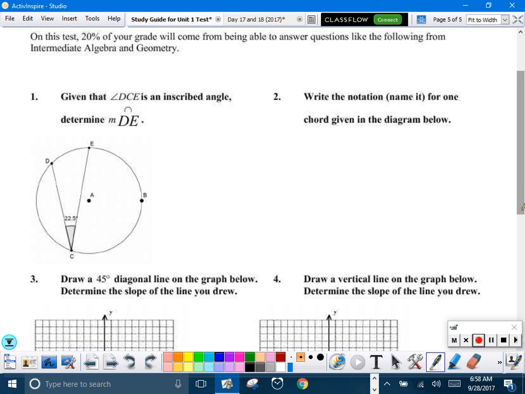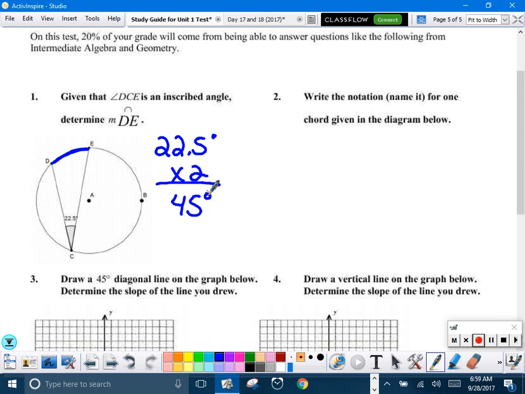All right, so we're given an inscribed angle. We want to know the arc length. Super easy. All you need to do is remember to take your angle, 22.5 degrees, and double it. All you have to do is double it. So that's 45 degrees. That's it. That's done.